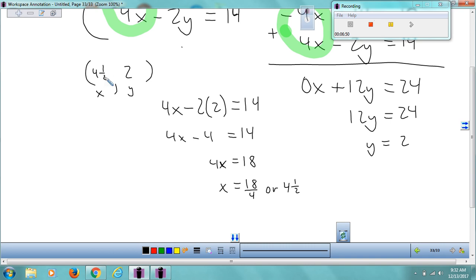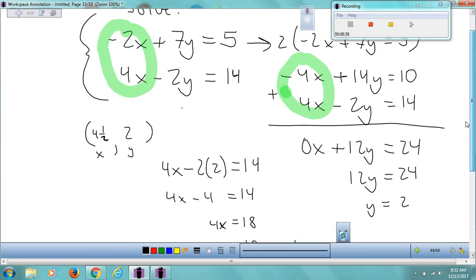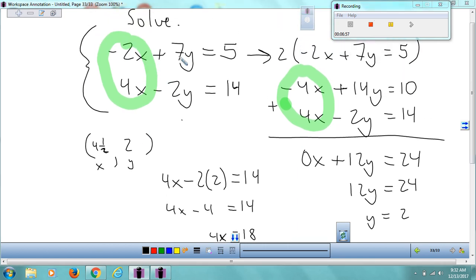Once again, what this is going to tell me is that if I inserted 4.5 for x and 2 for y into either of these equations, it would give us a true statement. Meaning if I plugged it into the first one, it'd give me 5. If I plugged it into the second one, it'd give me 14.